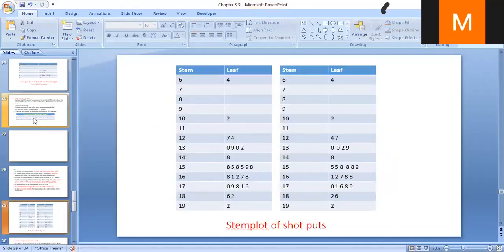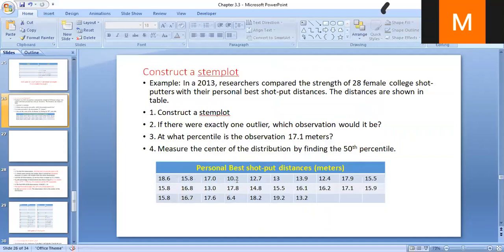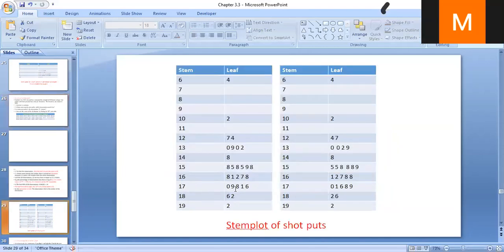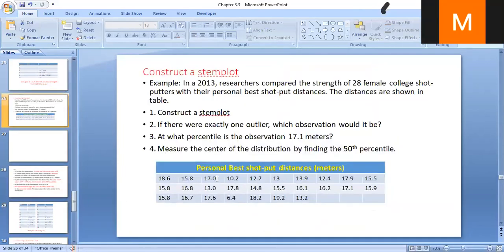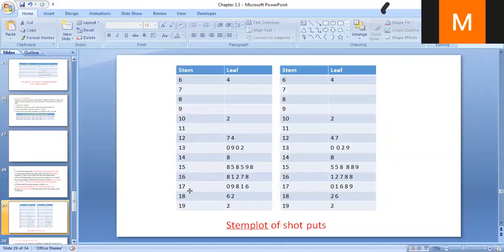And then 16, you look at 16.8, 16.1, 16.2, 16.7, right? And then 17 we have 17.0, 17.9, 17.8, 17.1, 17.6. And then you put on this one.